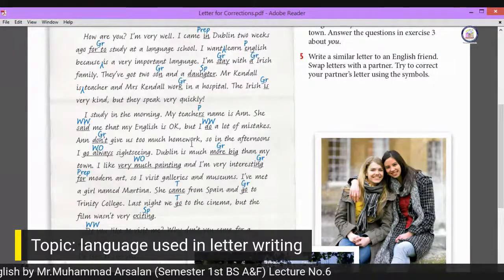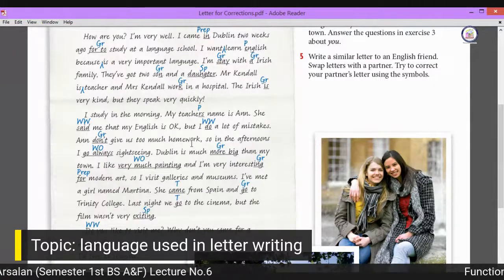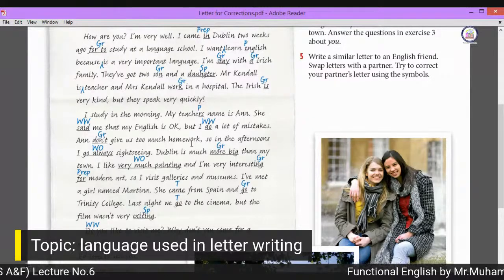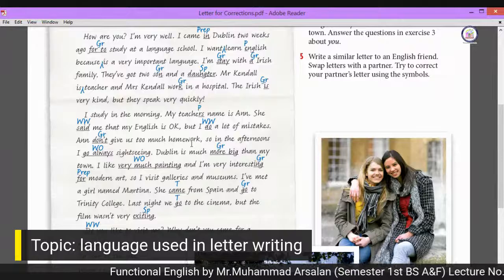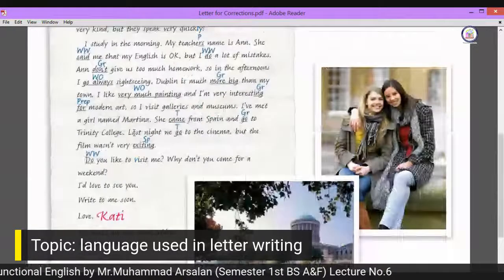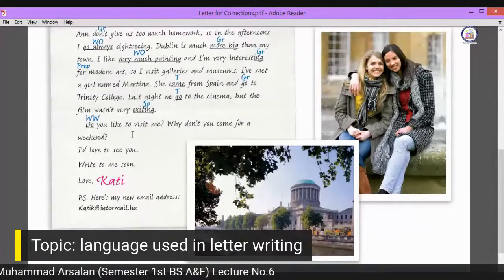Do you like to visit me? No, जब हम किसी को ऑफर करते हैं तो हम यूज करते हैं would you like to visit me? Okay, would you like to visit me? Why don't you come for a weekend? I would love to see you. Write to me soon. Love, Kelly.